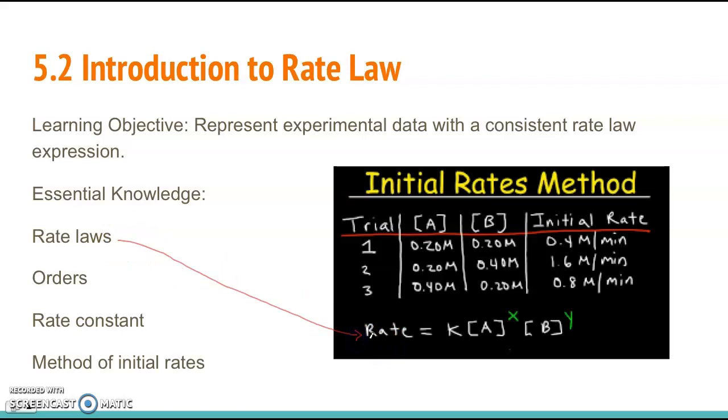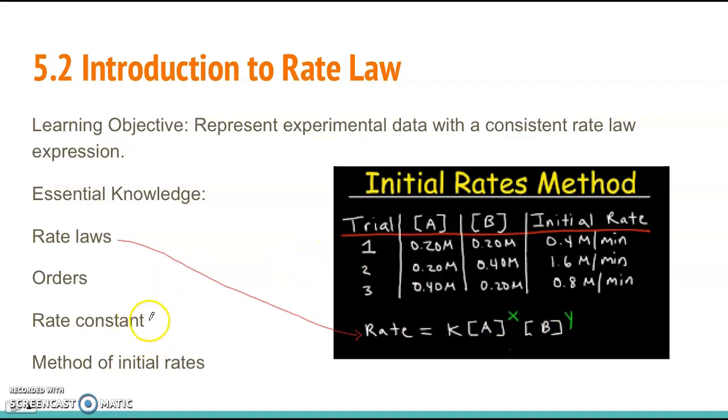So you have rate equals k, and then the concentration of each reactant raised to some power. And the power is the order of the reaction. So x and y right here are the orders for A and B. And we can determine those orders a couple different ways. The first way, we'll look at the method of initial rates.